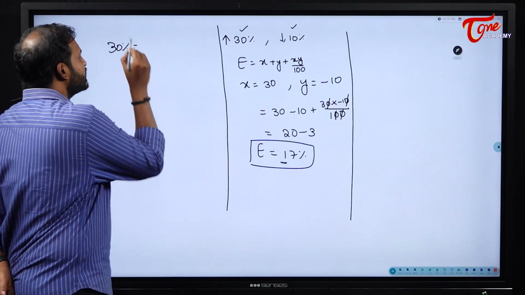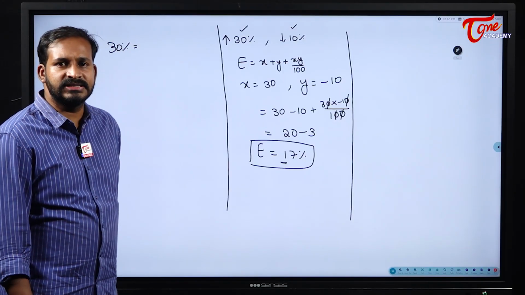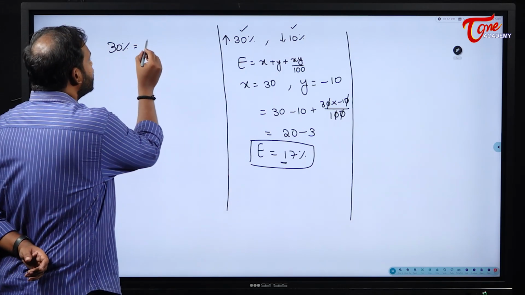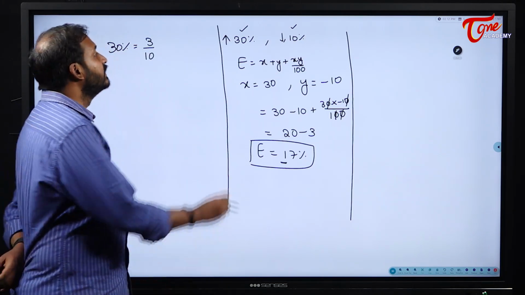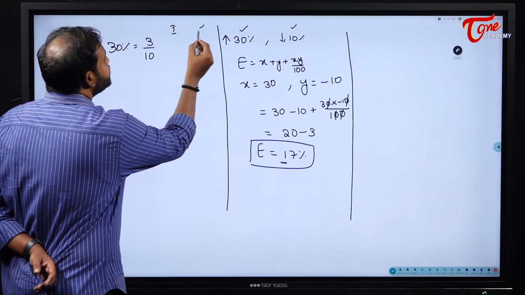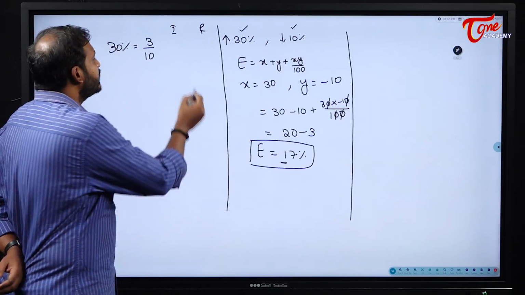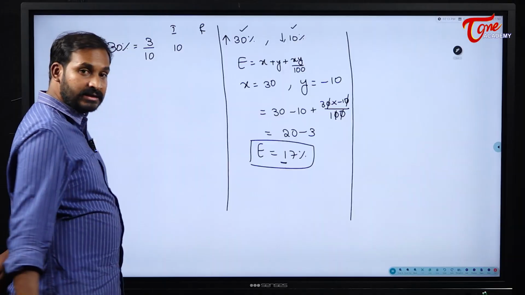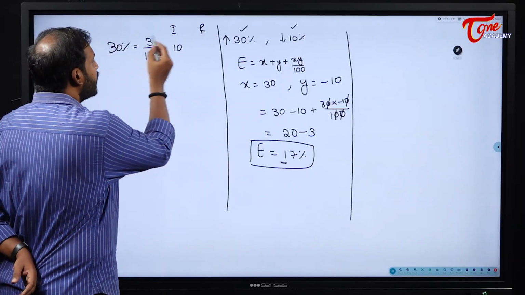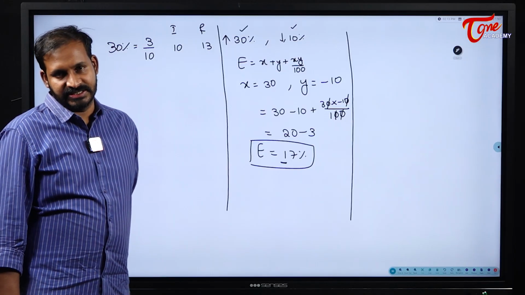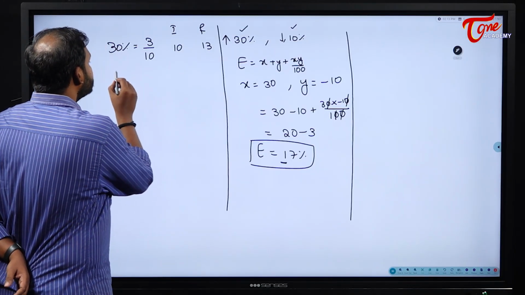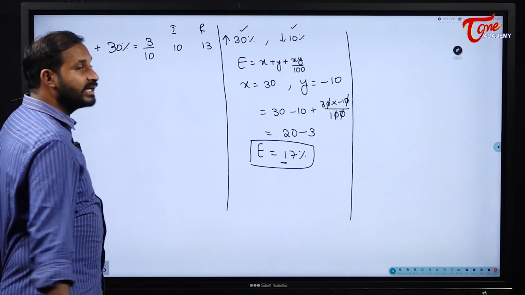In our last sessions, we have already seen how we write this 30%. We write this 30% as 3 by 10. So when it comes to my initial and final values, what initial value am I going to take here? 10. If it is an increase, what will I do? 10 plus 3, and I will write this as 13, which we have done in our previous sessions already.